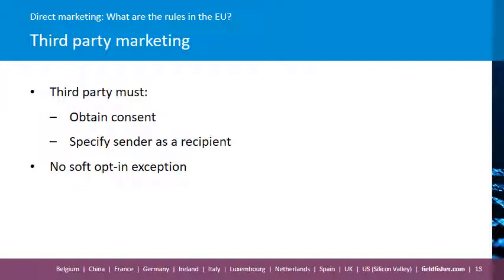The other point to mention is that the soft opt-in exemption isn't available for third-party marketing. So again, that means that you can't rely on the soft opt-in arguments that your third party might have. You'll have to rely on consent.